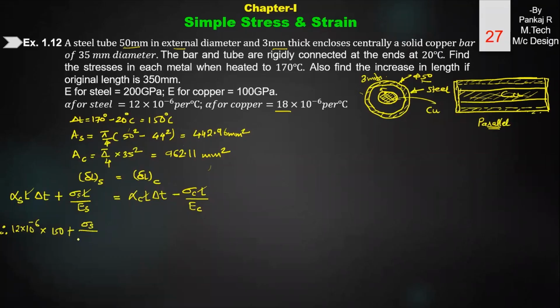Es, how much is the steel, that is 200 into 10 raised to minus 3 is equal to alpha for copper. Alpha for copper is 18 into 10 raised to minus 6 into 150 minus sigma for copper upon 100 into 10 raised to 3. ठीक है, इसको सिंप्लीफाई करना पड़ेगा तुम्हें. Then you will get equation 1, which is a relation between sigma c and sigma s.